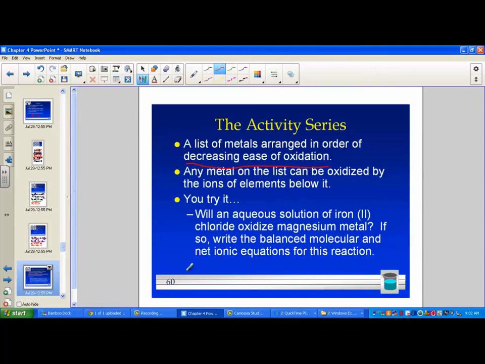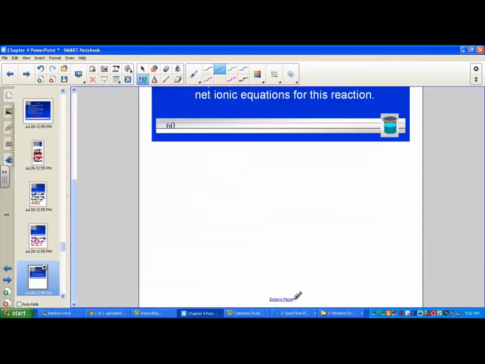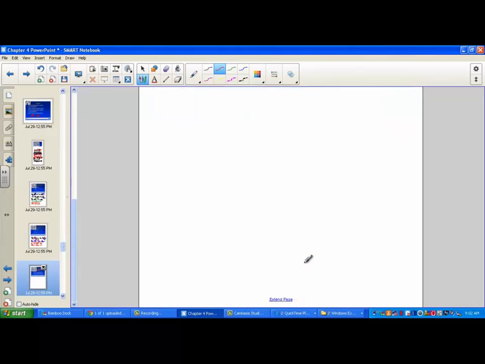You try it. And just assume this one will go. If you don't have your activity series, I did not put an example into the note pack that does not occur. I wanted us to practice the redox form of a single replacement. You should pause your video, work through the iron 2 chloride being oxidized by magnesium. Assume the reaction occurs. The answer is yes, it will go. And I want you to write the net ionic equation and identify what was oxidized and reduced and list the agents.